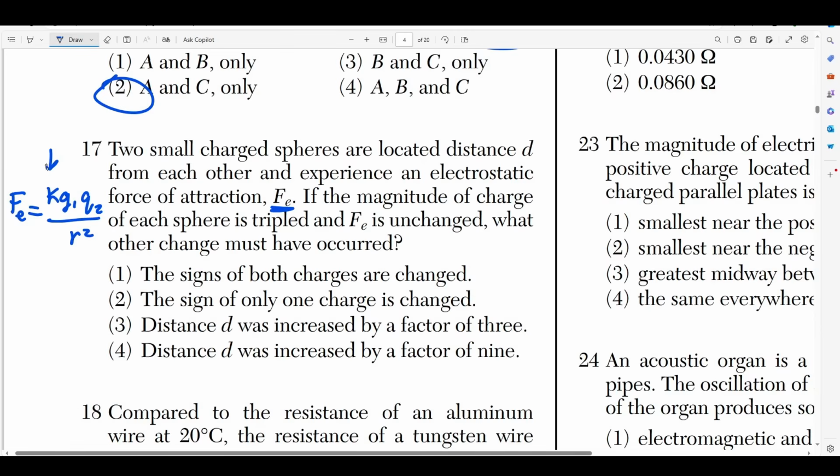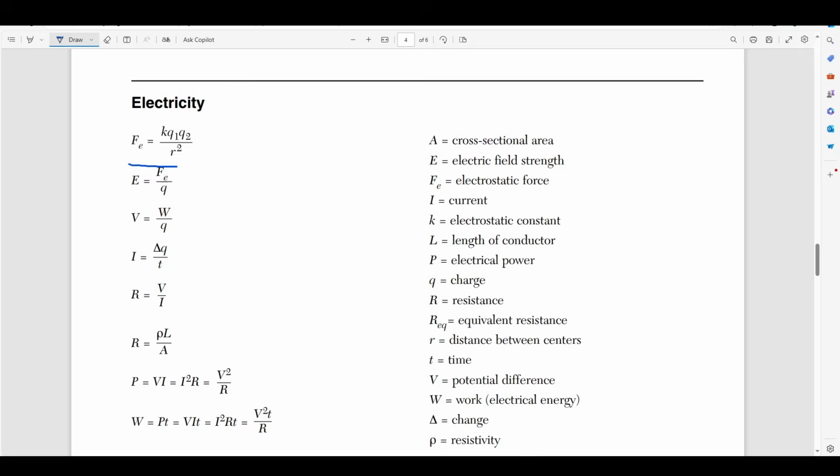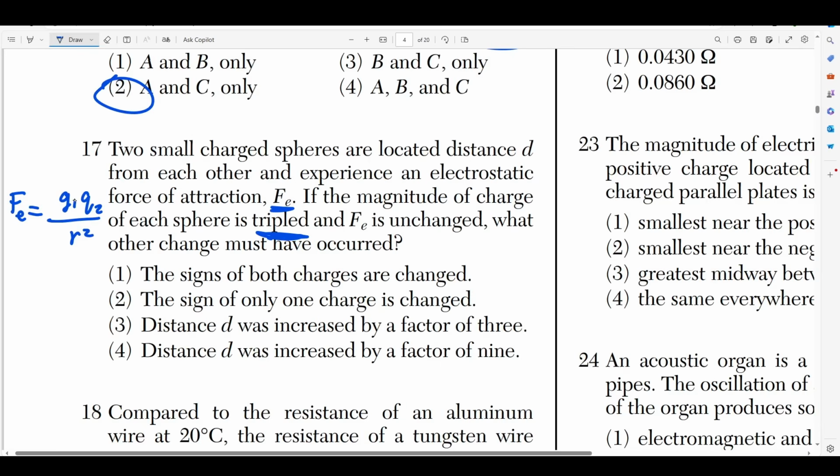So here, k is the electrostatic constant. Because it's a constant, you can kind of ignore it here because it's always going to give you the same value. Now here it's saying that the magnitude of the charge on each sphere is tripled. So what is the magnitude of the charge? It has to be Q, charge. So this means that Q1 and Q2 are both being multiplied by 3. You've essentially charged them to a greater degree or a greater extent. So now in this situation, our Fe is now equal to 3Q1 times 3Q2, or just 9, because 3 times 3 is 9. So here you have Fe is equal to 9Q1Q2 divided by R squared.